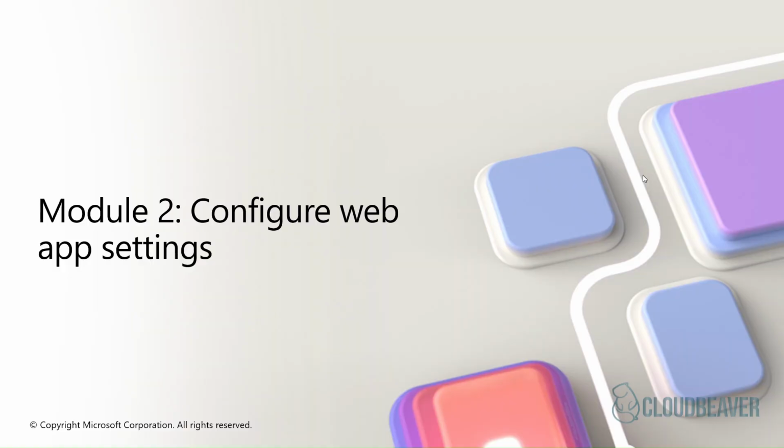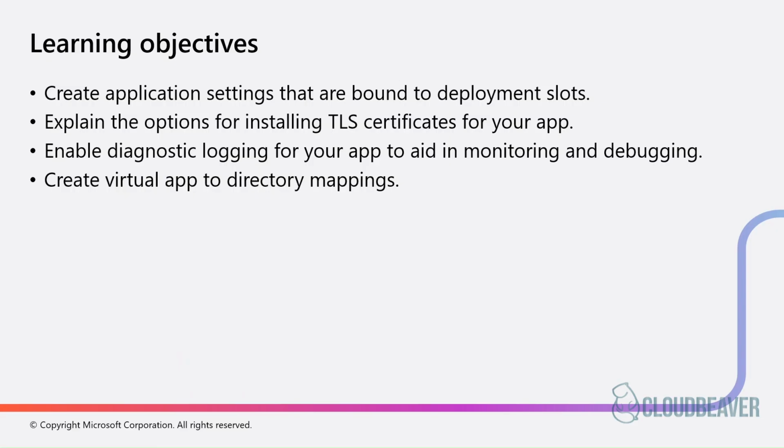Module 2, Configure Web App Settings. In this module, you will be learning about the settings that are related to the deployment slots, the options on configuring the transport layer certificate for your app, how you deal with diagnostic logging for monitoring and debugging, and what a virtual app to directory mapping is.